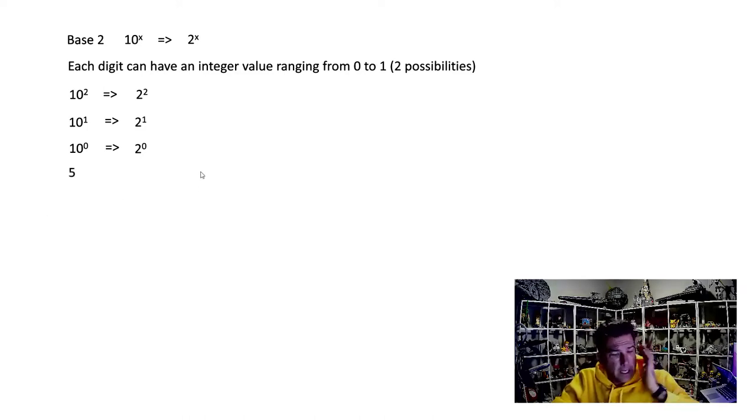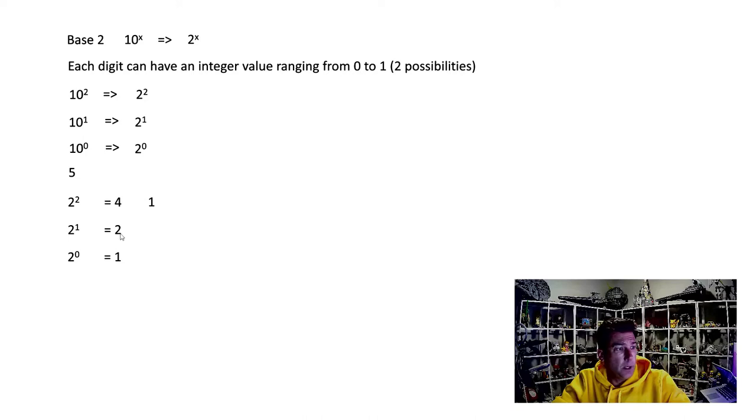So let's try to convert 5 to binary. We have 2 to the second, 2 to the first, and 2 to the 0 power. So that's 4, 2, and 1, since anything to the 0 power is 1. The way we look at this is, how many times can 4 go into 5? The answer is 1. And then you subtract 4 from 5 to get 1.